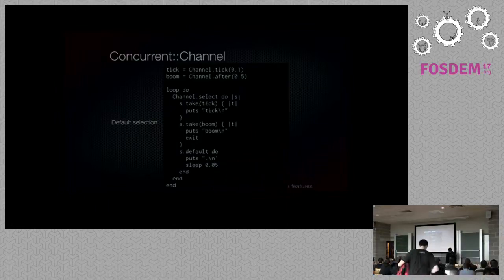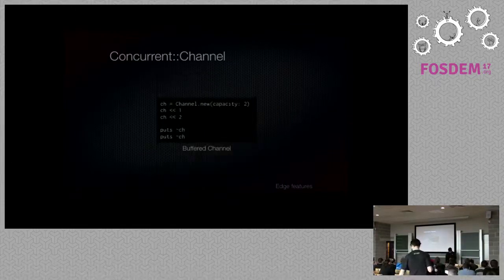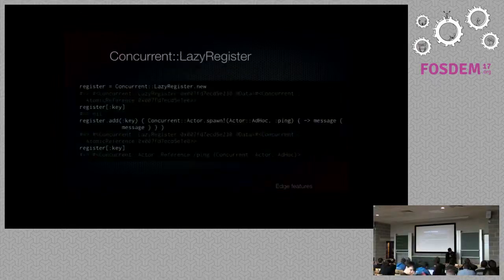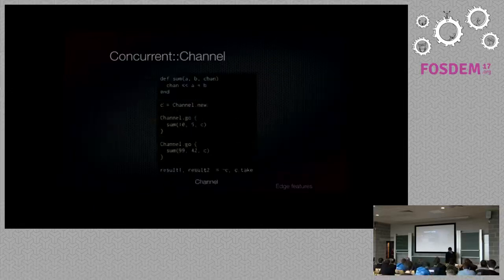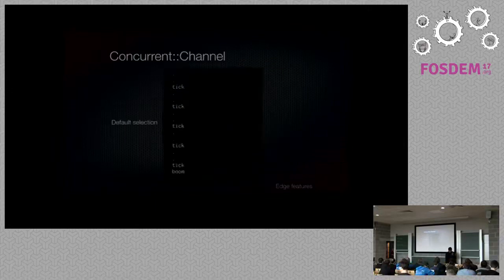So this is default selection. This is a buffered channel, then this is default selection. And next we have lazy register. Lazy register is another concurrency abstraction. It's a hash-like collection that stores lazily evaluated values. So we saw channels, we saw actors, we saw promises. So these are new.